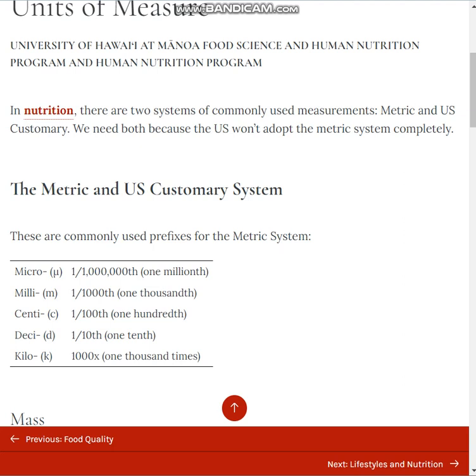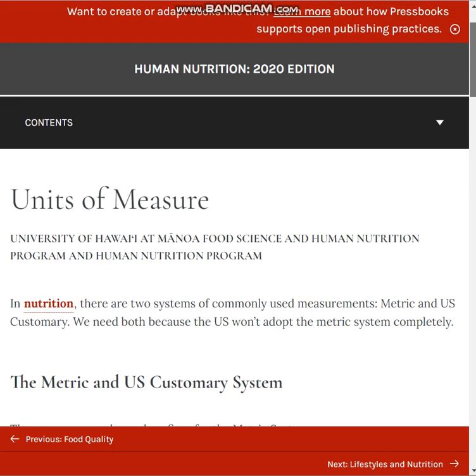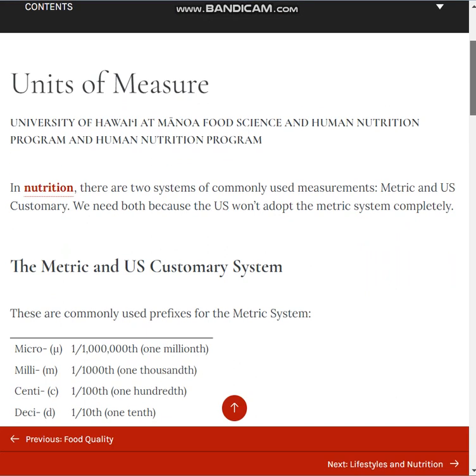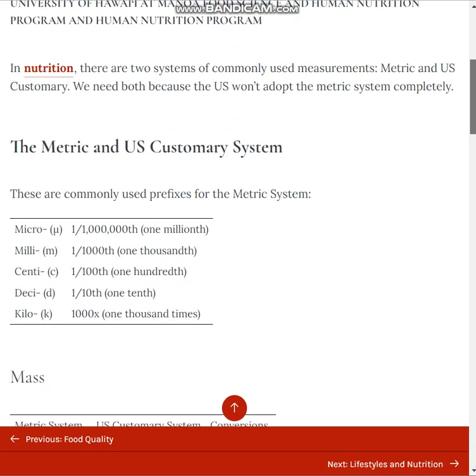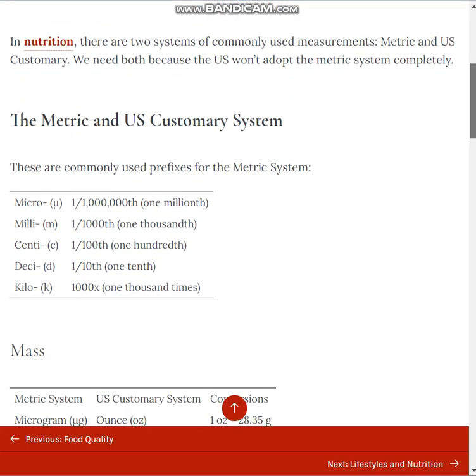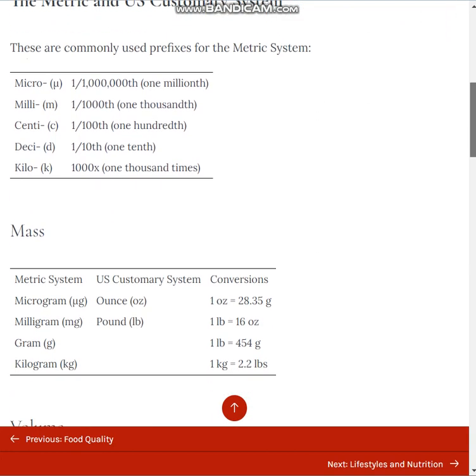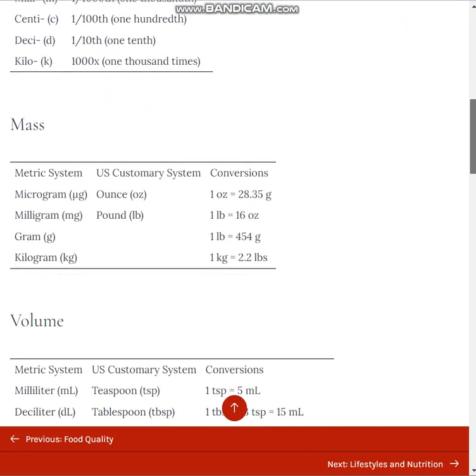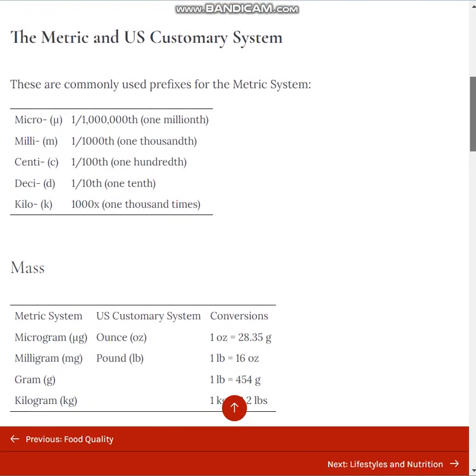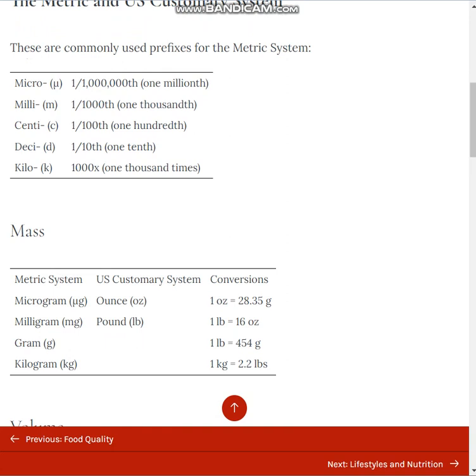Okay, so here we are again. Now I'm going to be using the book for units of measure because it's a really small topic and it's important though. You need to know what these units consist of. So micro, milli, centi, deci, kilo. These are the prefixes, and I'm going to explain how you write them.